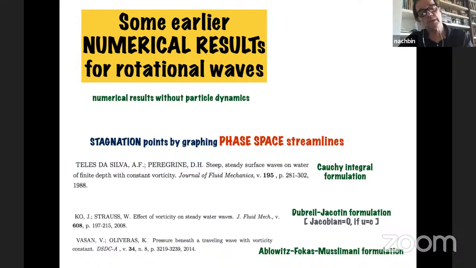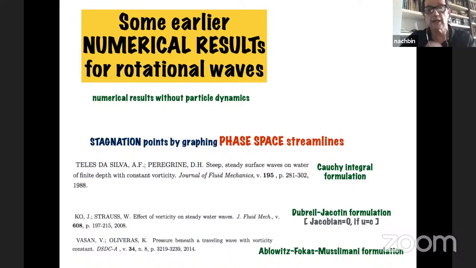that is, of phase space. And even more recently, Vasan and Katie Oliveras used also a new formulation, which is nice, a formulation by Ablowitz, Fokas, and Musslimani, which is a weak type kind of formulation, a non-local formulation, a global relation for potential theory. And they also graph things along with stream functions in a very nice way.